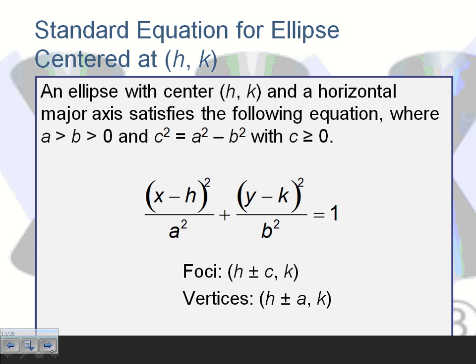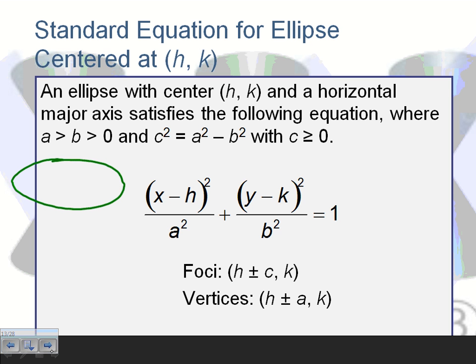Standard equation for an ellipse centered at (h, k). So now we're talking about not so Fisher-Price problems. We're talking about taking the ellipse and moving it off of our center. We're no longer at the origin, we're no longer at (0, 0). An ellipse with center (h, k) and a horizontal major axis. So we're talking about an ellipse that looks like this.